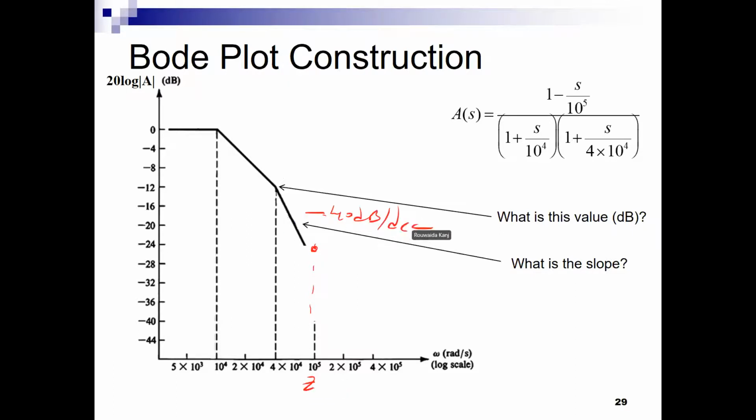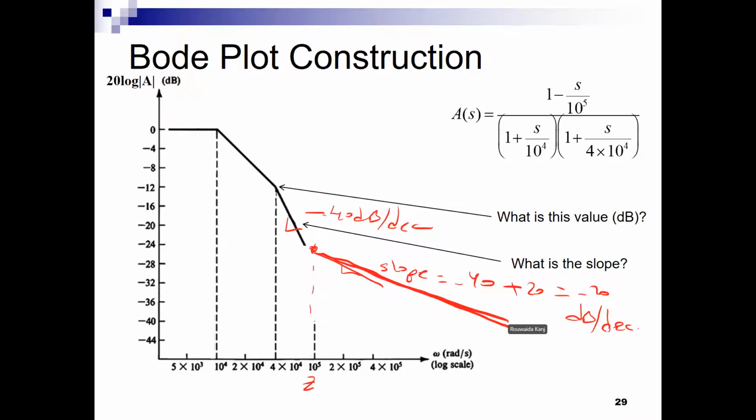If the previous slope is minus 40, what is the slope here after I hit the zero? Minus 40 plus 20, which becomes minus 20 dBs per decade. Okay, so now I have the slope, and this will be the final slope. Now to determine this Bode plot, what more do I need to determine? I need to determine the value of these inflection points, right?